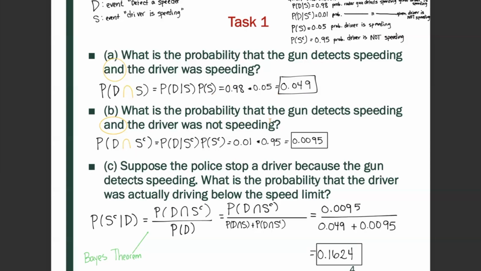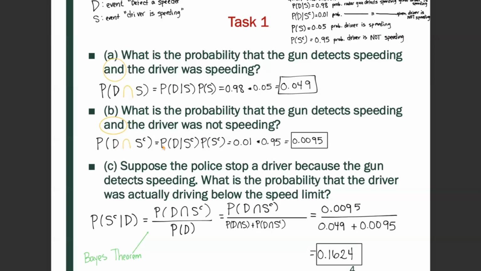What is the probability that the gun detects speeding and the driver was not speeding? So here, that's going to be the probability of D intersect S complement. S complement is that the driver is not speeding, and D is that we detect speeding. And here we have an intersect again because we have this "and." So we are interested in this event and this event happening.